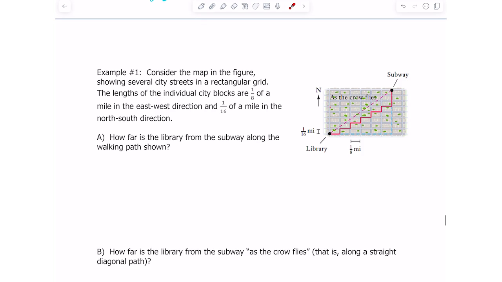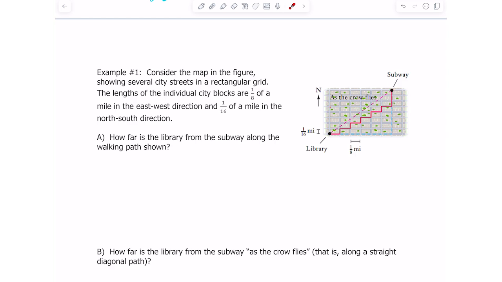So here's a map showing several city streets in a rectangular grid. The lengths of the individual city blocks are 1/8 of a mile in the east-west direction and 1/16 of a mile in the north-south direction. How far is the library from the subway along the walking path shown? So here we have the library, here we have the subway. And what we want to do is we want to walk along the path that's shown there. So in other words, I would want to walk like this.